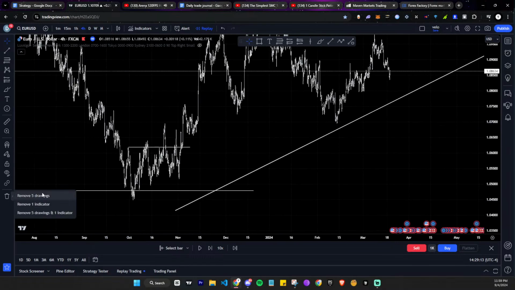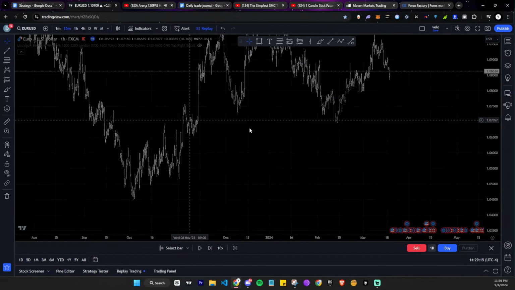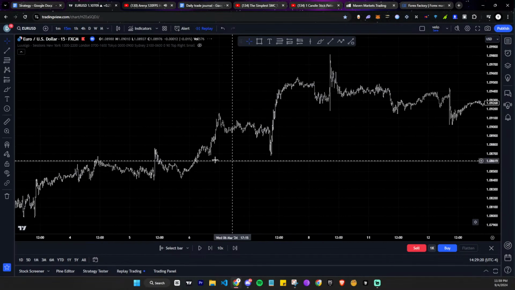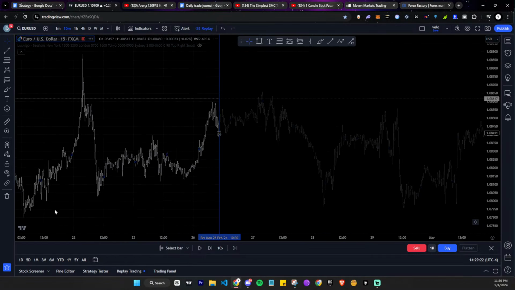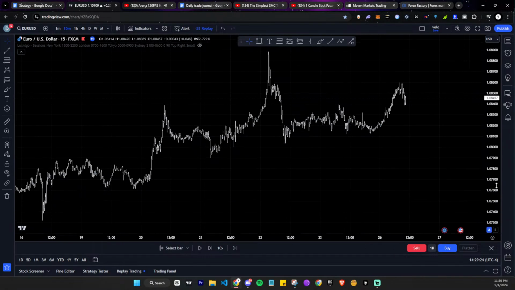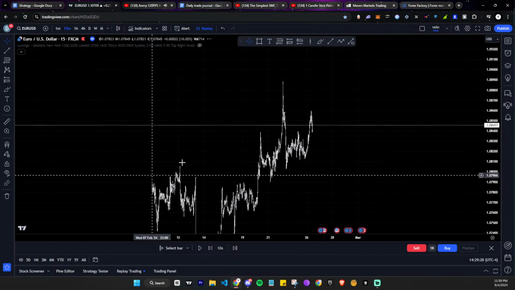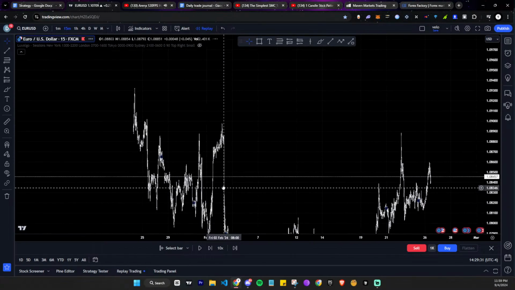So let me just make things a little more clear. Let me go to the 15 minute. What I'm going to do here is select some random point in the chart, and then zoom out and see what's going on. As you can see, it doesn't render. Okay, never mind, it does render.